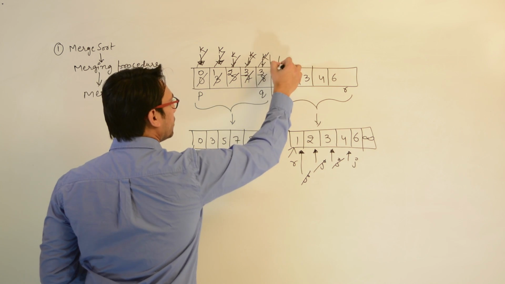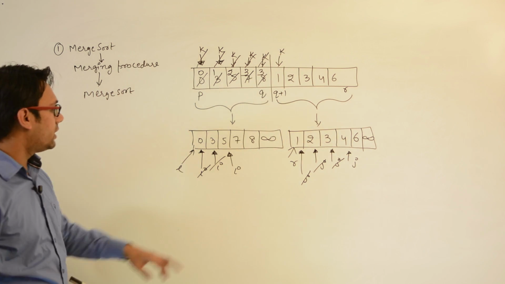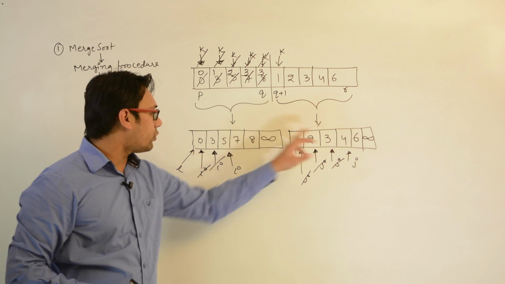Every time we have to increment the value of K whenever we copy some value here. Now compare these two values. 4 is less than 5.